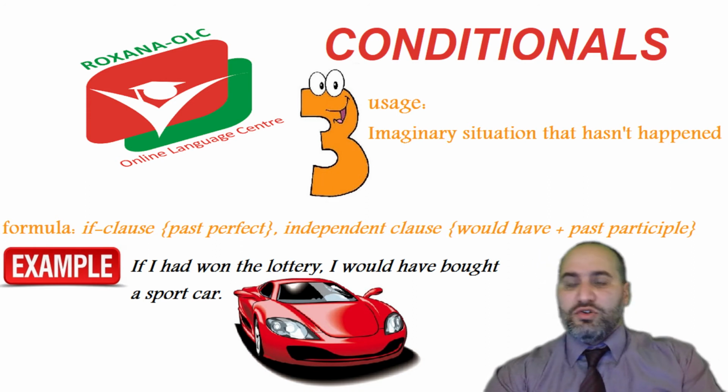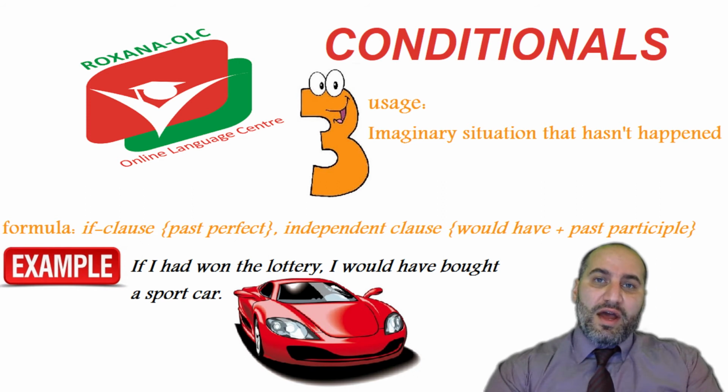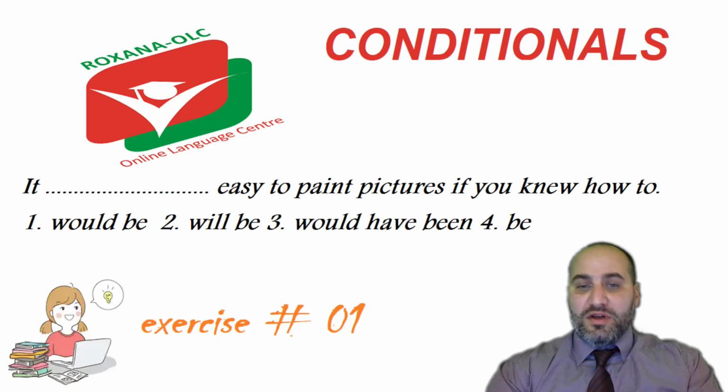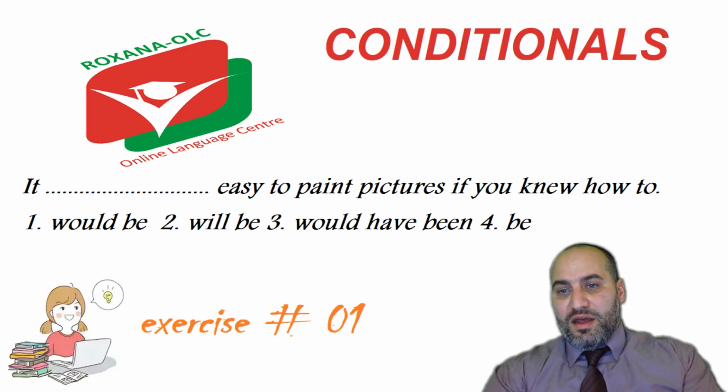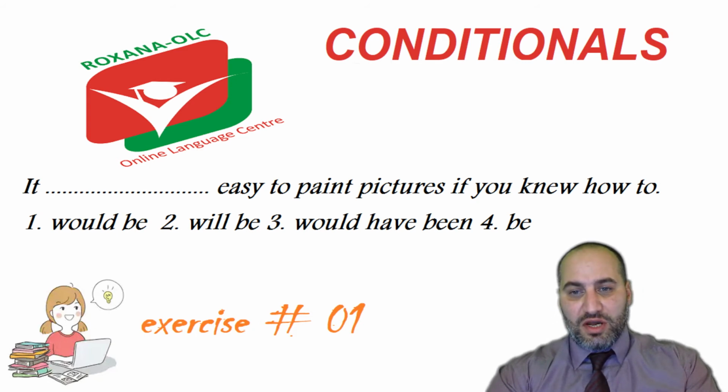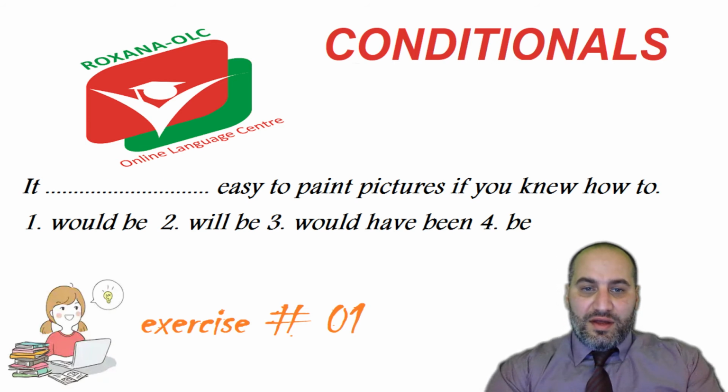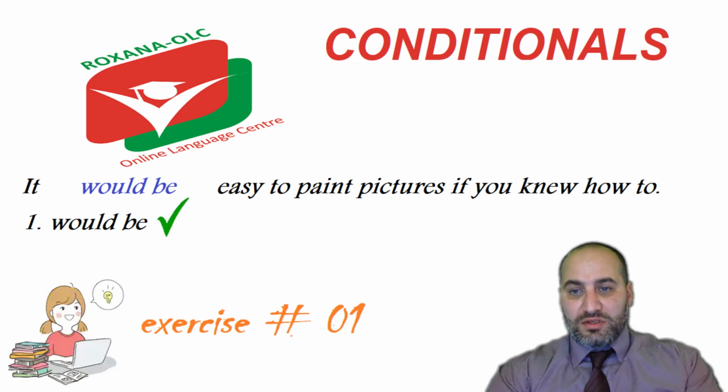So guys, let's do some exercises together. I'm gonna give you three practices. We're gonna do this together and you need to tell me which type of conditional every question is. Okay? Exercise number 1. If dotted line easy to paint pictures if you knew how to. So take your time for a few seconds. Just let me know what's your right answer. You ready, guys? The right sentence is, it would be easy to paint pictures if you knew how to.